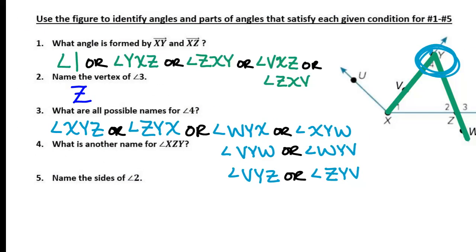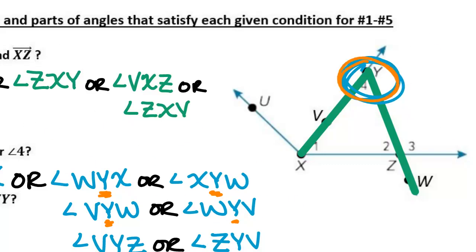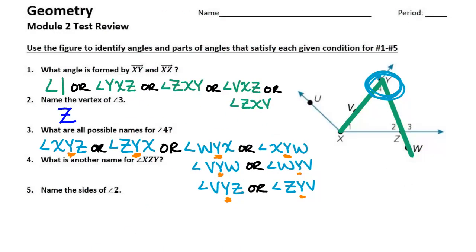Notice on all of these, what is in the center? Y. And when you look at our angle here, Y is where you're making that turn. So you need 1 point before the turn, you need where you're turning, and you need 1 point after the turn. So X, and then Y, and then W. V, and then Y, and then Z, or any combination of those. And we can always turn them around and go backwards as well.